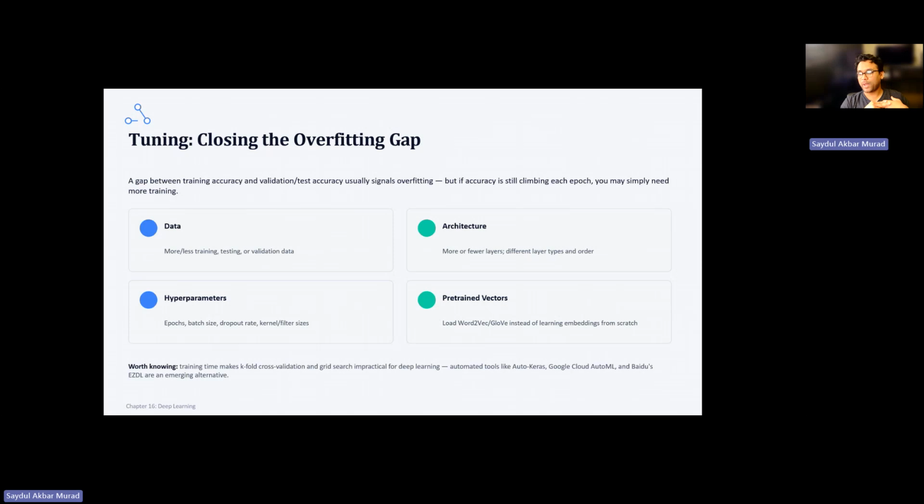And another is pretrained vectors. Sometimes you can use some pretrained vectors, like Word2Vec, GloVe, and BERT vectors. There are many pretrained models online. You can try to use the pretrained models for your models. Okay. So this is how you can fine tune.